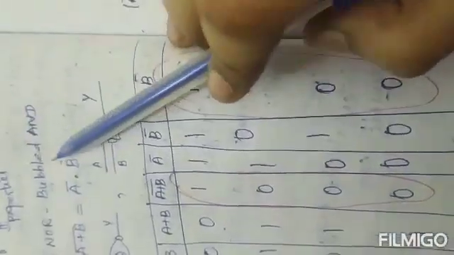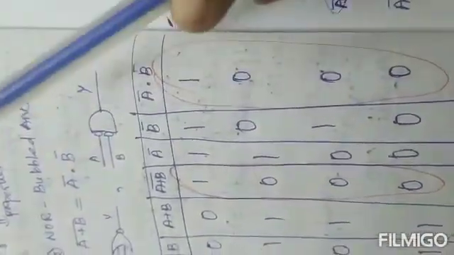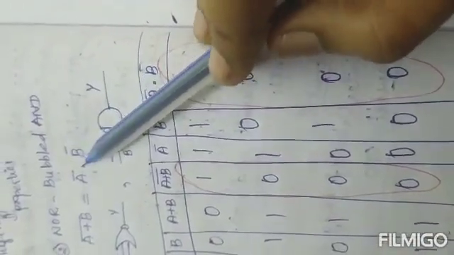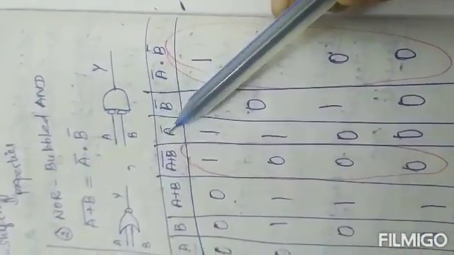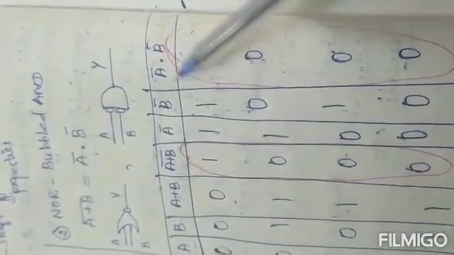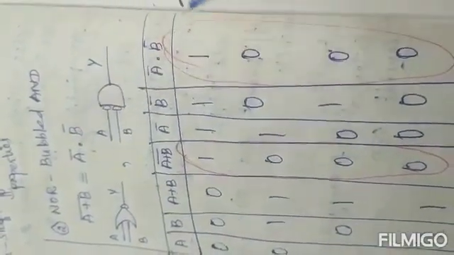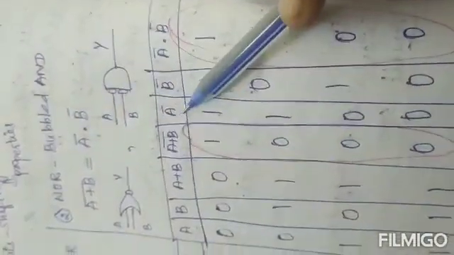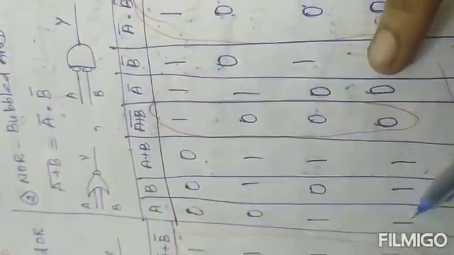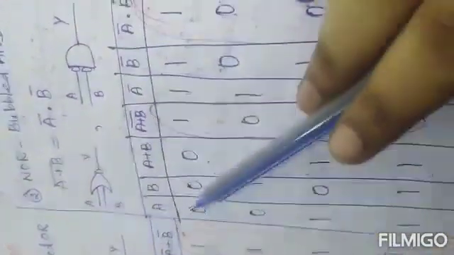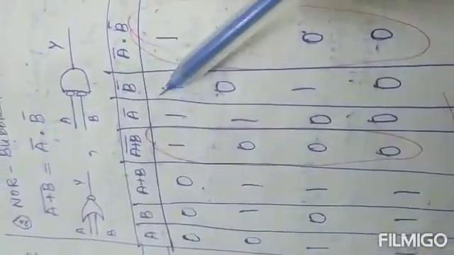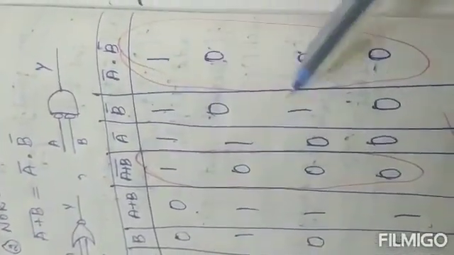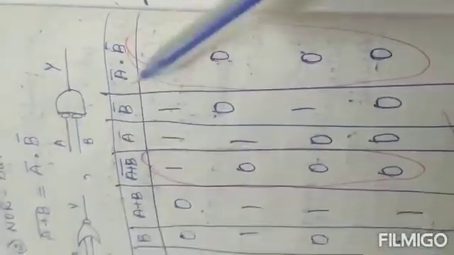Now I have to move to the bubbled AND. Bubbled AND means A bar dot B bar. First remove this dot and write the output for A bar and B bar. Then we multiply and get the output for A bar dot B bar, that is bubbled AND. A bar means I have to invert the A column as we did in the first one. 0, 0, 1, 1 means 1, 1, 0, 0. 0, 1, 0, 1 means 1, 0, 1, 0. Now I have to multiply here.